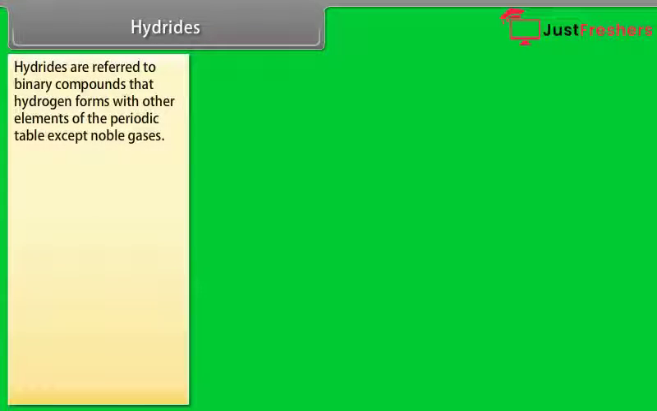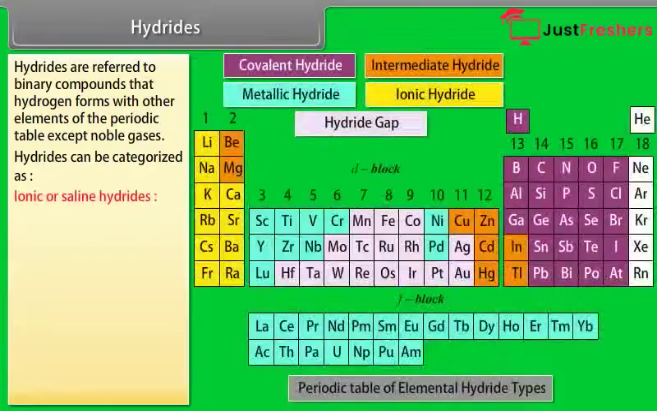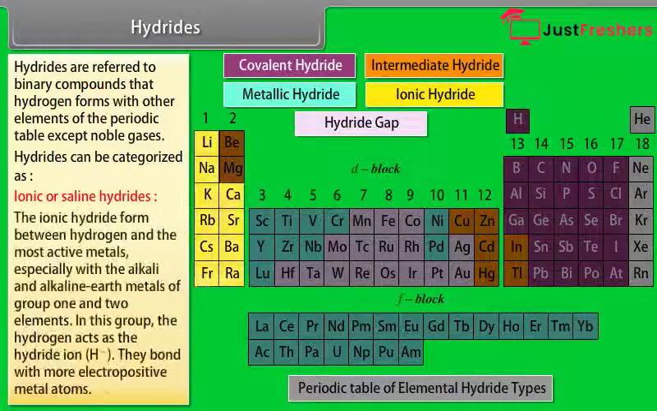Hydrides. Hydrides refer to binary compounds that hydrogen forms with other elements of the periodic table except noble gases. Hydrides can be categorized as ionic or saline hydrides. The ionic hydrides form between hydrogen and the most active metals, especially with the alkali and alkaline earth metals of group 1 and 2 elements. In this group, the hydrogen acts as the hydride ion. They bond with more electropositive metal atoms.